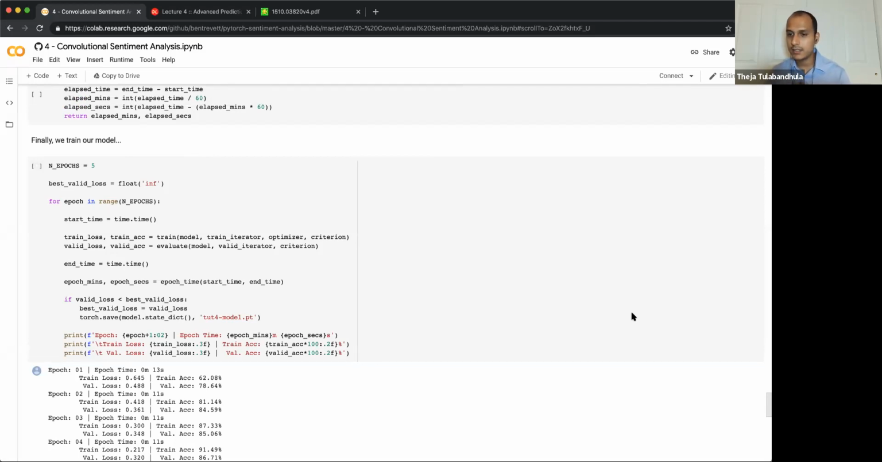There's a question here on whether max pooling helps to pick the best sequence. No, actually the max pooling is just to reduce the dimensionality, I think.